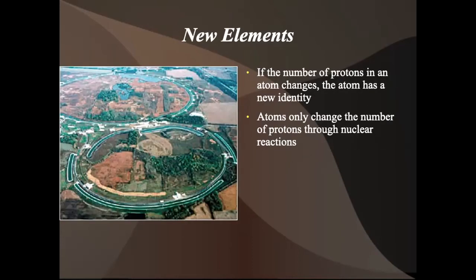This is a picture of an atom smasher. It's underground. It's a couple of miles in length. And so the atoms will just accelerate through this tunnel underground, and they get faster and faster until they're near the speed of light and they collide together.